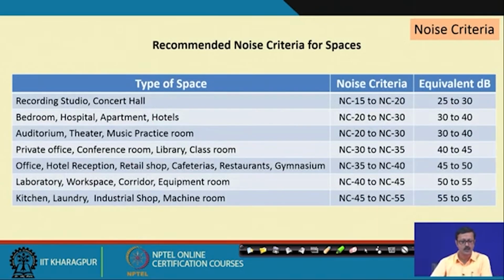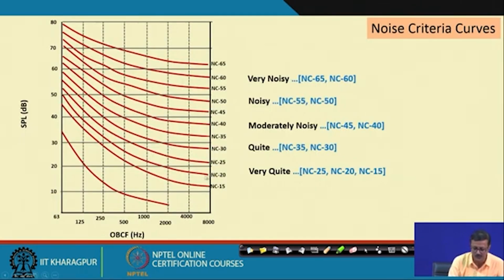Now, the recommended noise criteria for any space is something like this. Suppose you are in a recording studio. This is a particular recording studio in IIT Kanpur, where I am recording the sound for this NPTEL course. The noise criteria should be very low, NC 15 to NC 20, so any background noise should not be more than this particular level.